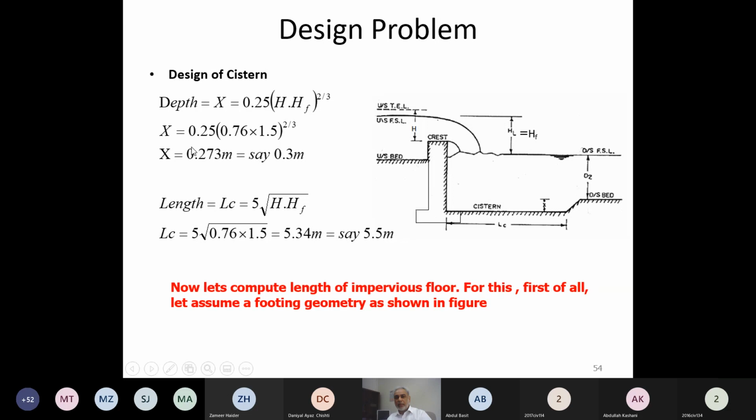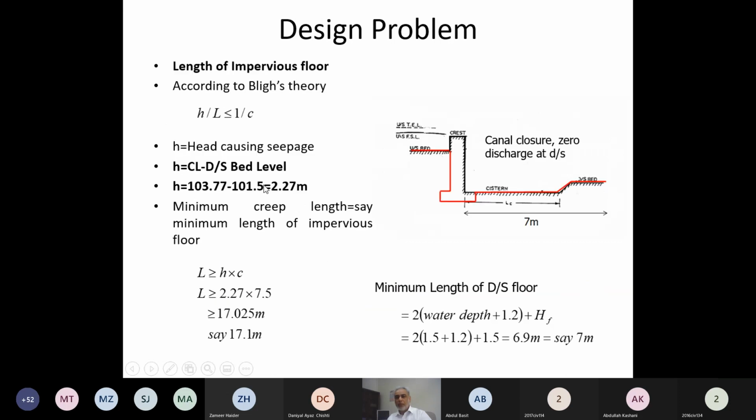Design of the cistern X and LC using these two formulas have been given. X comes out to 0.27. They have rounded to 0.3 meter. This depth is 0.3 meter. 1 feet depth is provided. Length is about 5.5 meter from this formula.